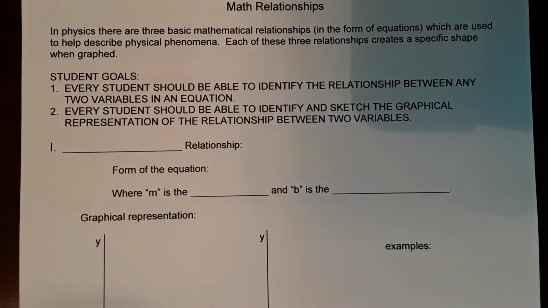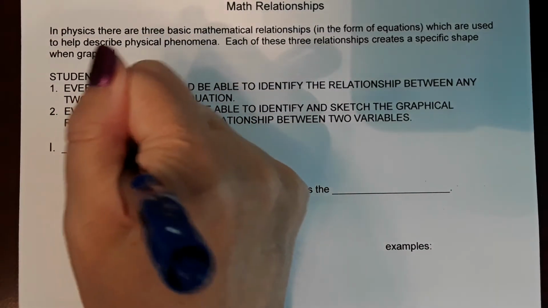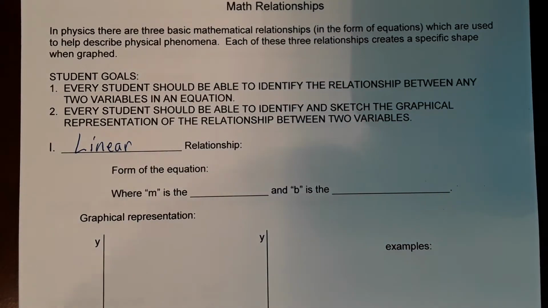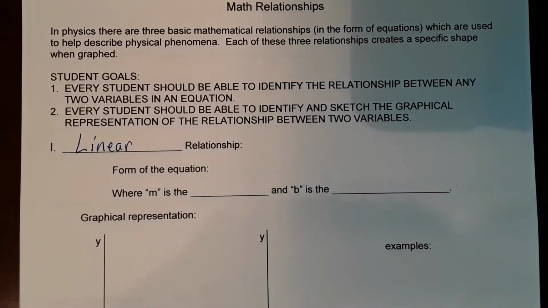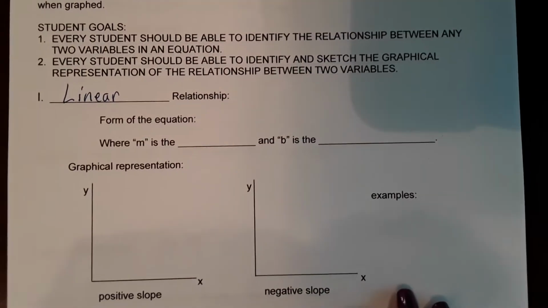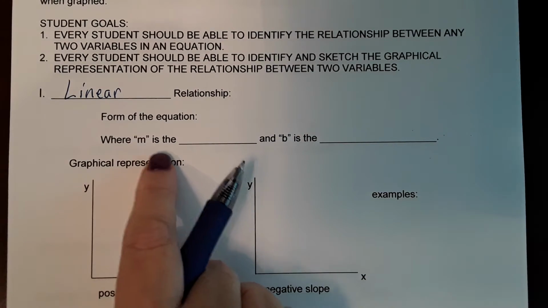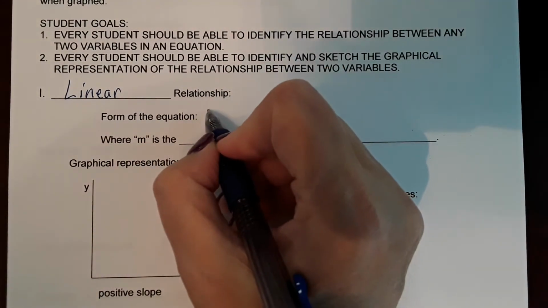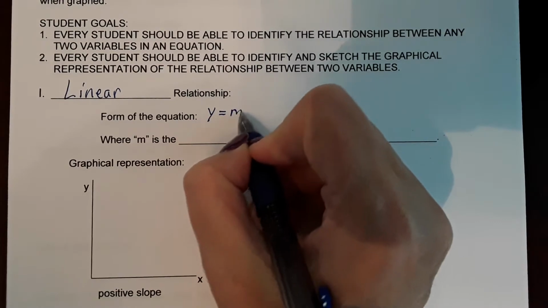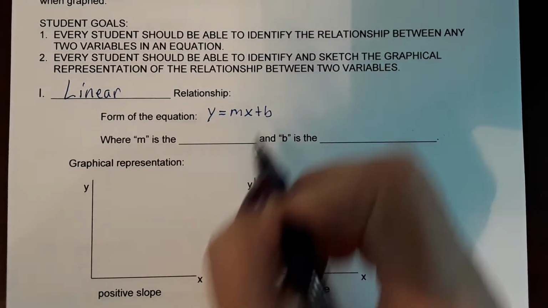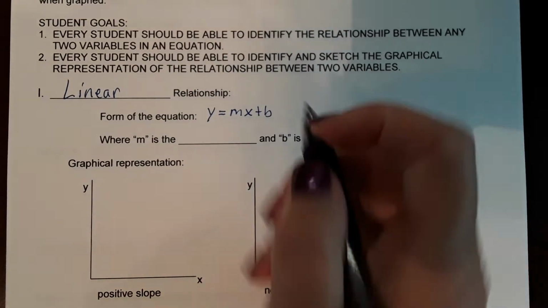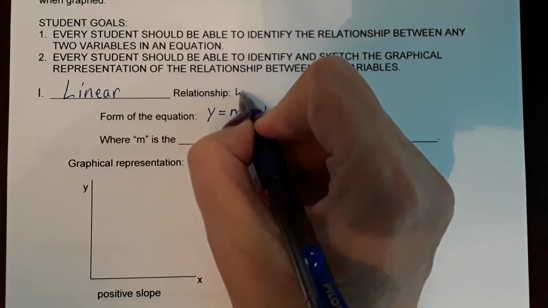Now, the first one you're extremely familiar with. This is the one they pound into your brain in Algebra 1, and that is the linear relationship, okay? In a linear relationship, of course, you're going to get a straight line. Yes, we know that, but let's go through some of the specifics and then see how it could relate to physics. So, first off, the form of the equation is y equals mx plus b. And in such a relationship, here's what happens.